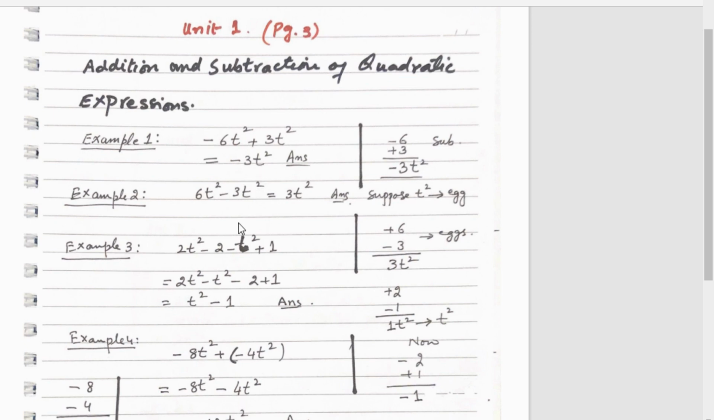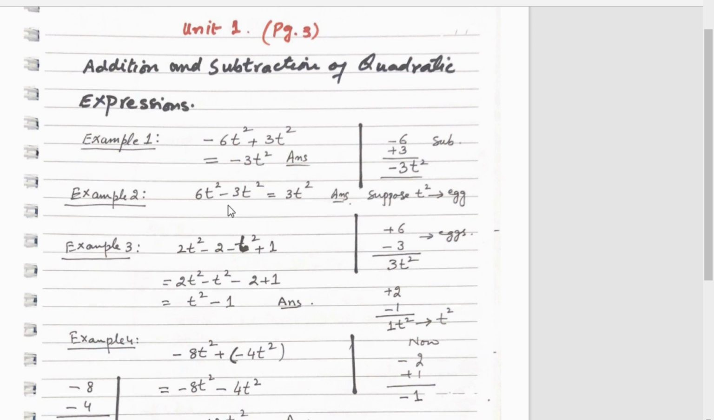Okay. Similarly, come to the second example. It's also the same. Take t square as pen, take t square as egg. Doesn't matter. When we are doing algebra, we are playing with the numbers and the signs. The variable will come with it as it is if you are doing subtraction and addition. When you do multiplication, the case will be different. Right now, we are doing addition and subtraction.